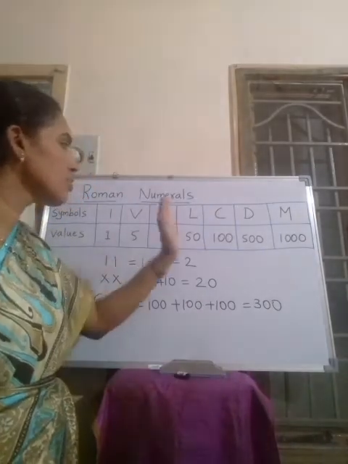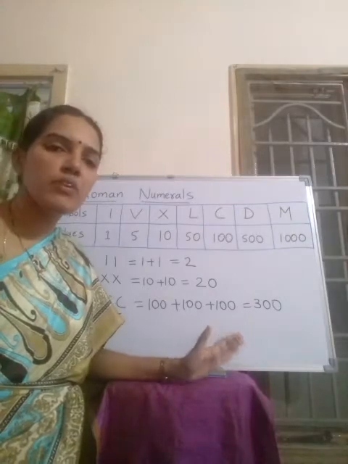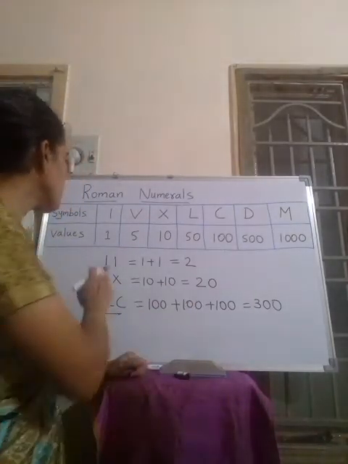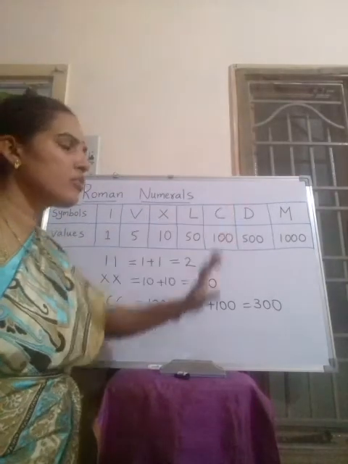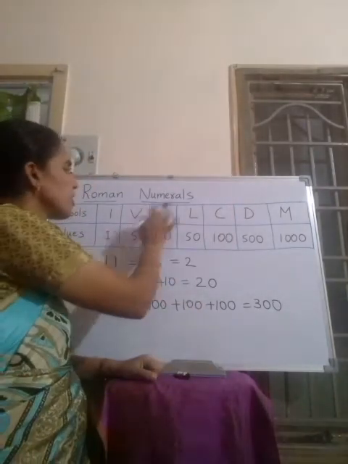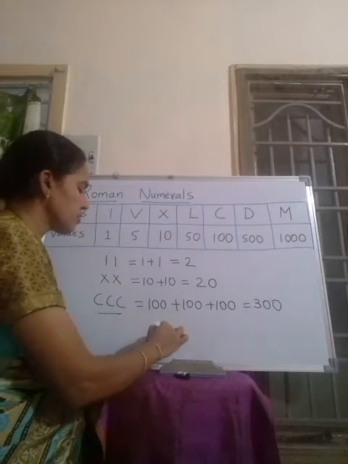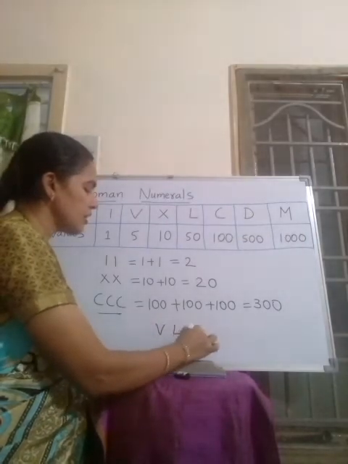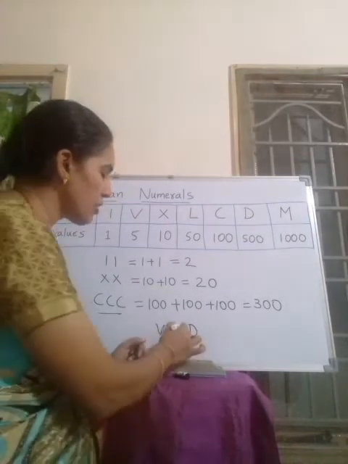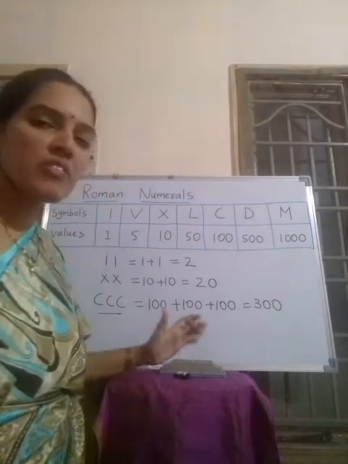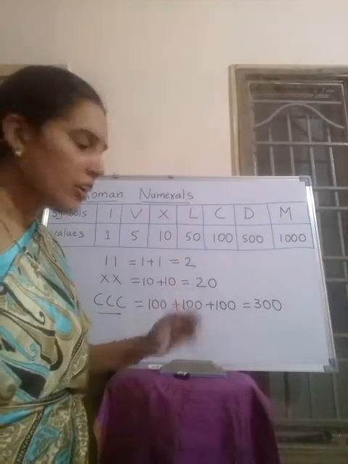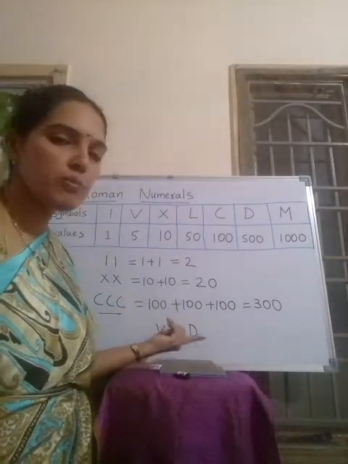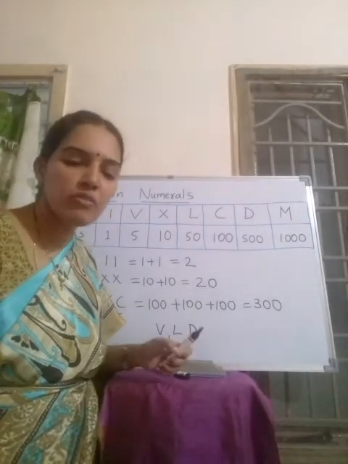And we cannot repeat all symbols. We can repeat only I, X, C and M. The symbols V, L and D we cannot repeat. Remember, we can repeat only the symbols I, X, C and M. These are the symbols we should not repeat. This is the first rule, the rule of repetition.